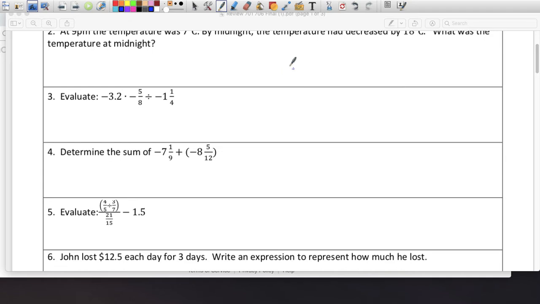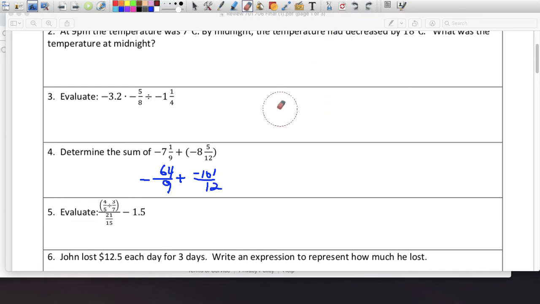Now, to determine the sum, I need to find an LCM. It's a negative plus a negative, so we know the result is just a negative number. Let me first change it to an improper fraction. 9 times 7 is 63 plus 1, 64 over 9, negative. Plus 12 times 8 is 96, 96 plus 5 is 101, negative, over 12.